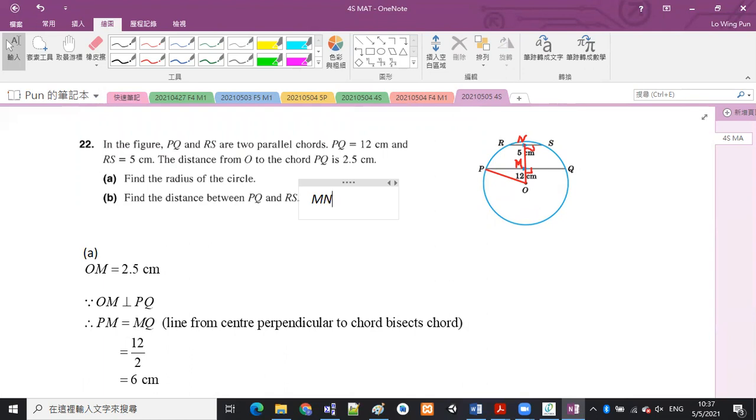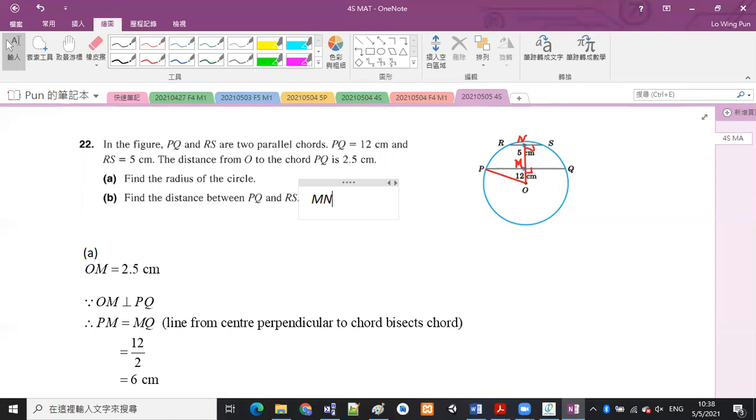好，呢度得唔得？get 得到？我哋而家喺 part B 要揾嘅嘢就係 MN。OK，好啦，MN 揾啦，MN belongs to a part of ON. Okay, and we already have this part. ON is 2.5, right? So if we can find ON, then ON minus 2.5 will be the answer. Okay, that is our plan.